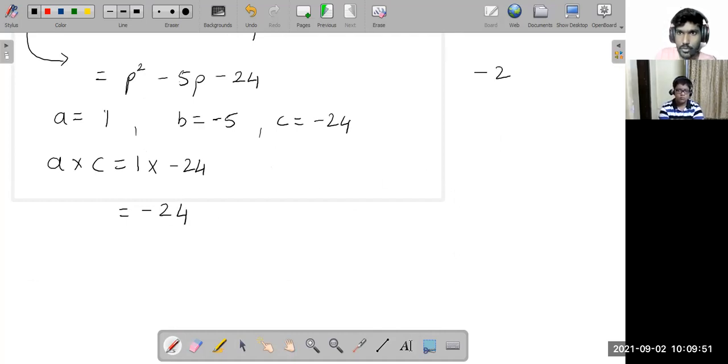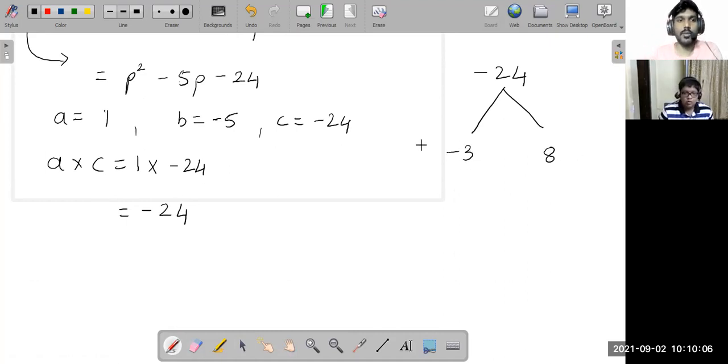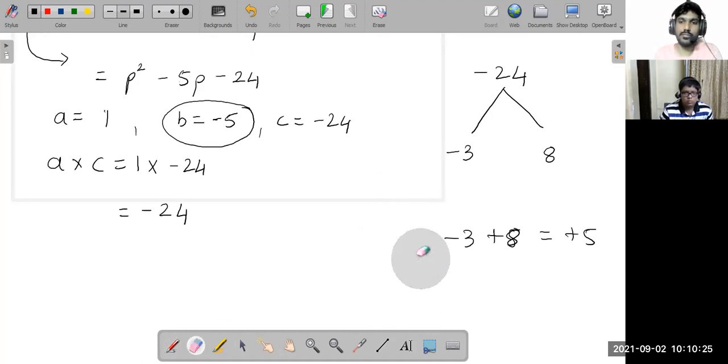Now minus 24, you have to split into two numbers such that after multiplying those two numbers, you should get minus 24, and after adding, minus 5. Minus 3 and 8. But I need minus 5. So if you add this, minus 3 plus 8, you will get plus 5. But I want B, which is minus 5. What to do? Yes, sir. What should I do?